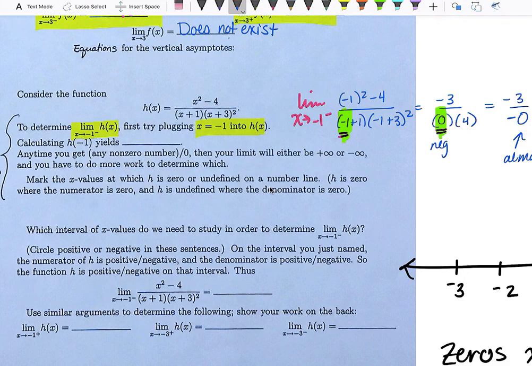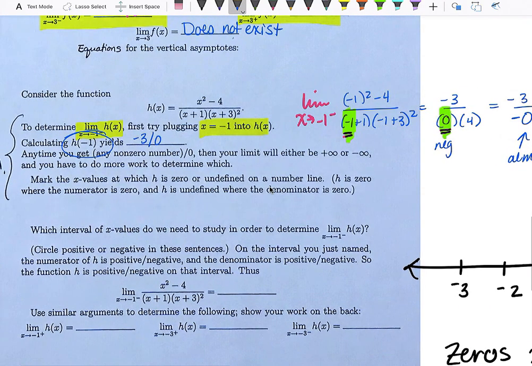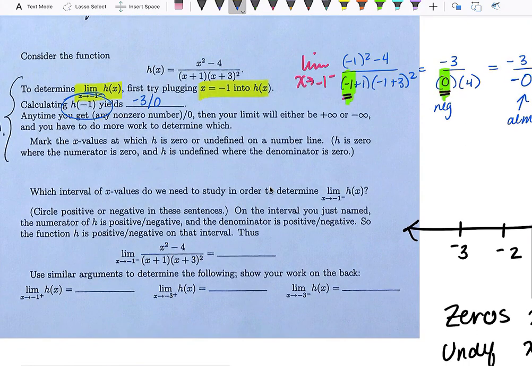Now, when we put this in, we got -3 over 0, which is undefined. So what we're going to do in this problem is consider those zeros and determine if they're slightly positive or slightly negative. I've kind of prepped for this problem. I've done some of the work they're asking you to do. Let's read this for a second.